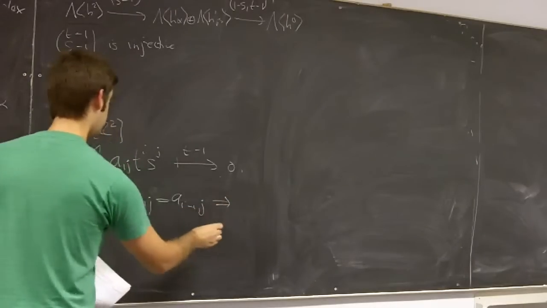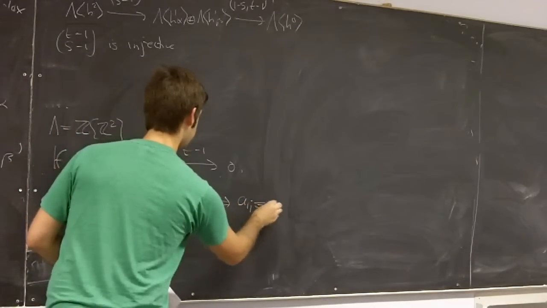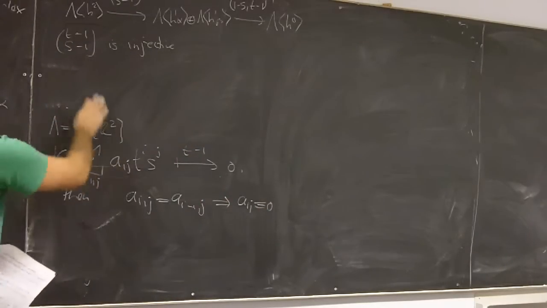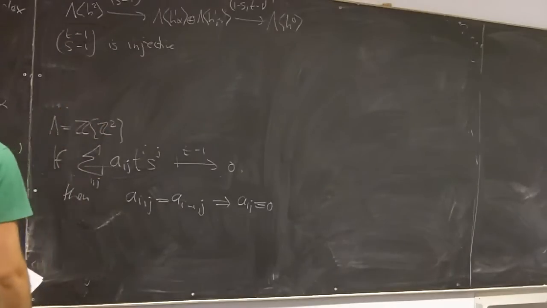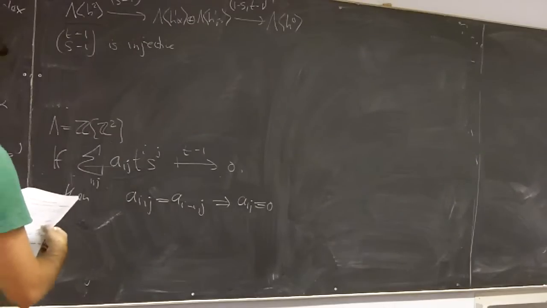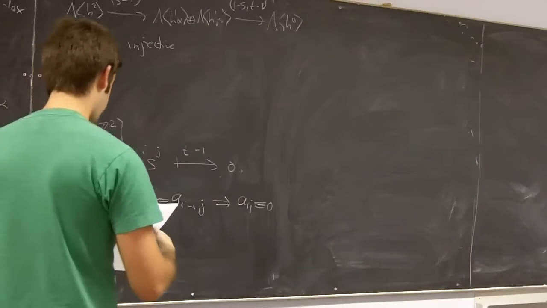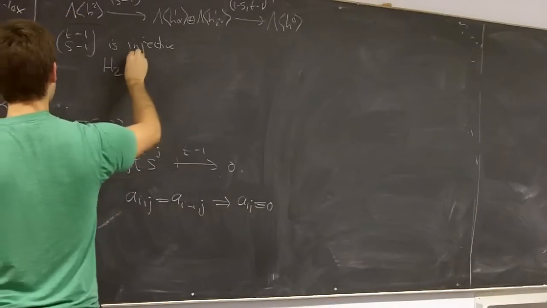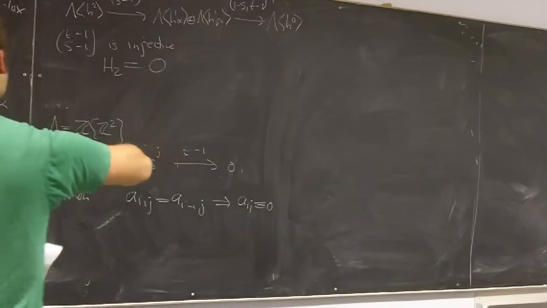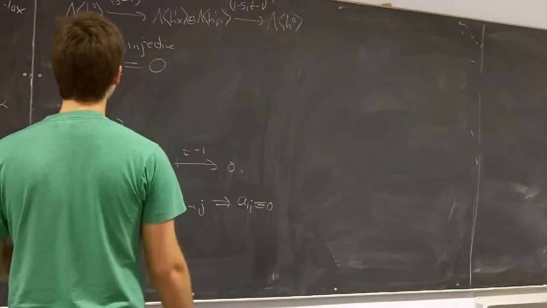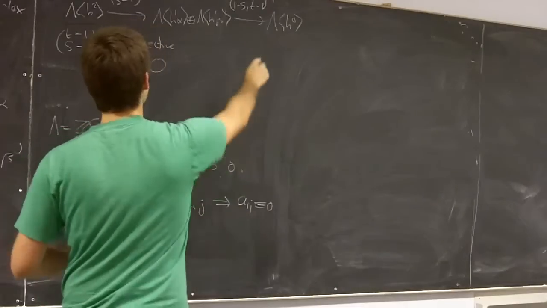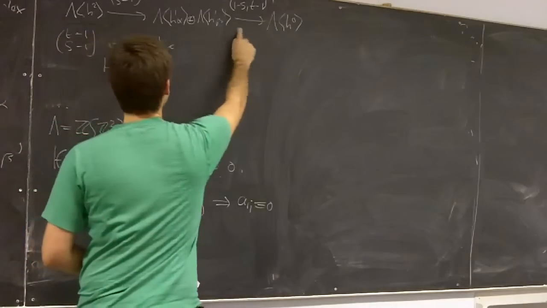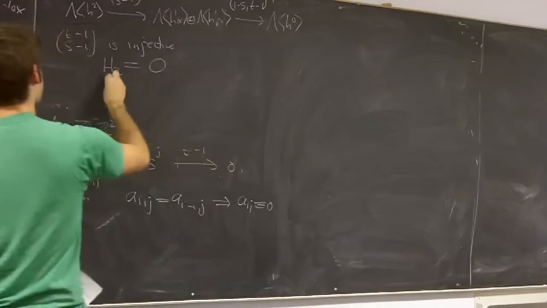So this tells us that aij has to be identically 0 to be in the kernel, so this proves injectivity. Same argument shows for s minus 1, so this is injective. Okay, so that being injective tells us that h2 has to be 0 because the kernel is 0, and we've got the same maps, roughly speaking, coming out of here. So this is again injective, so we get nothing here for h1.